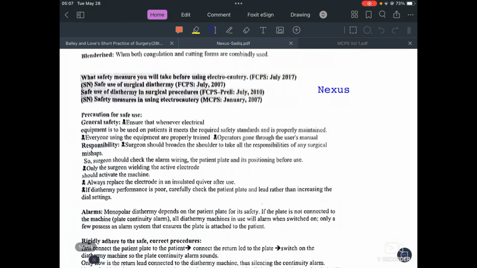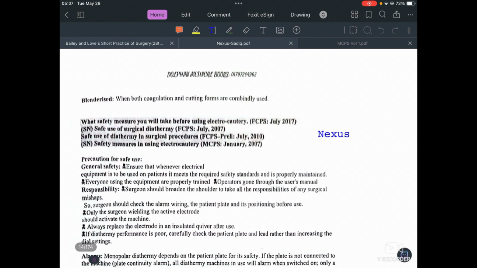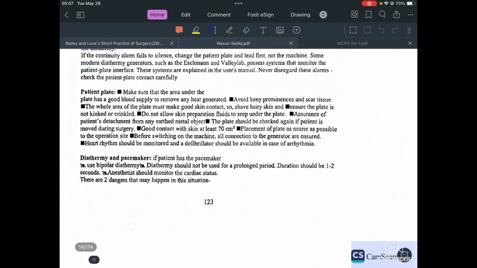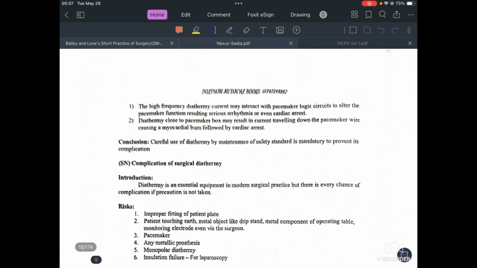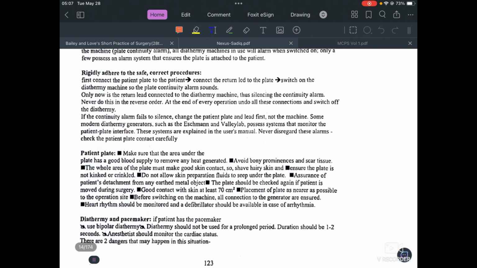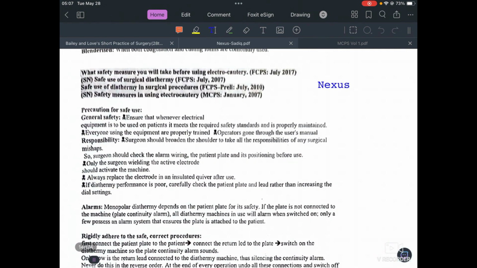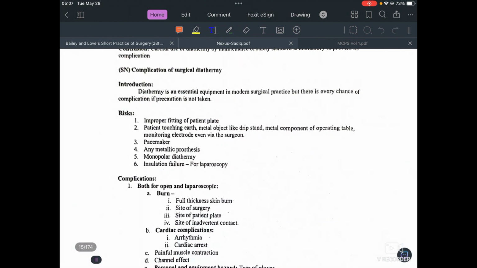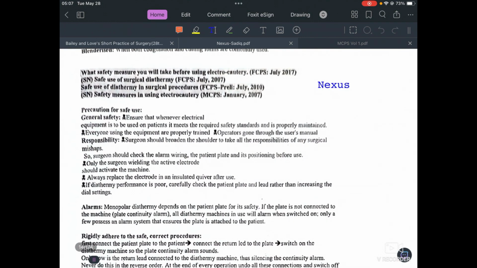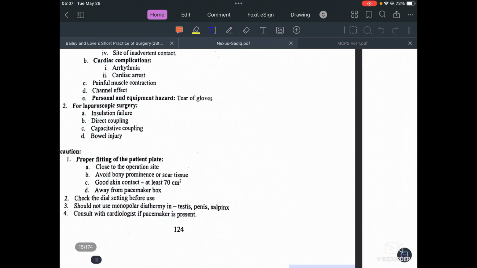Now come to the precautions of the safe use. What safety measures will you take? So the question was safety measures using diathermy.